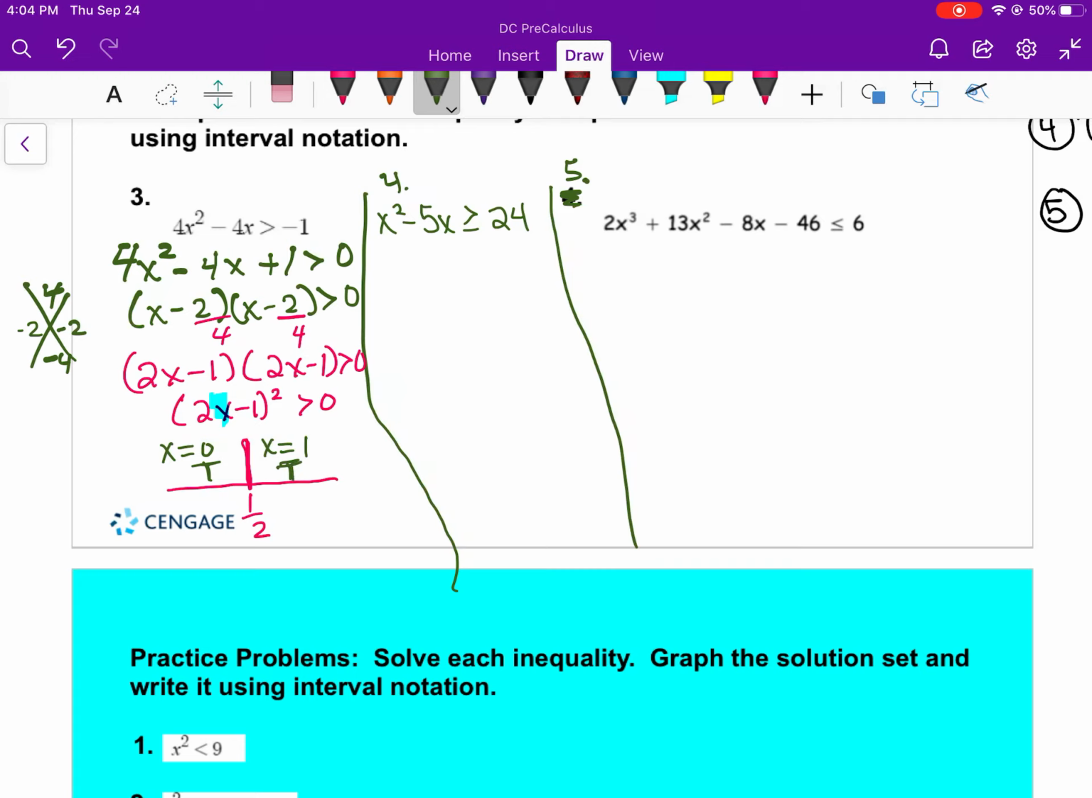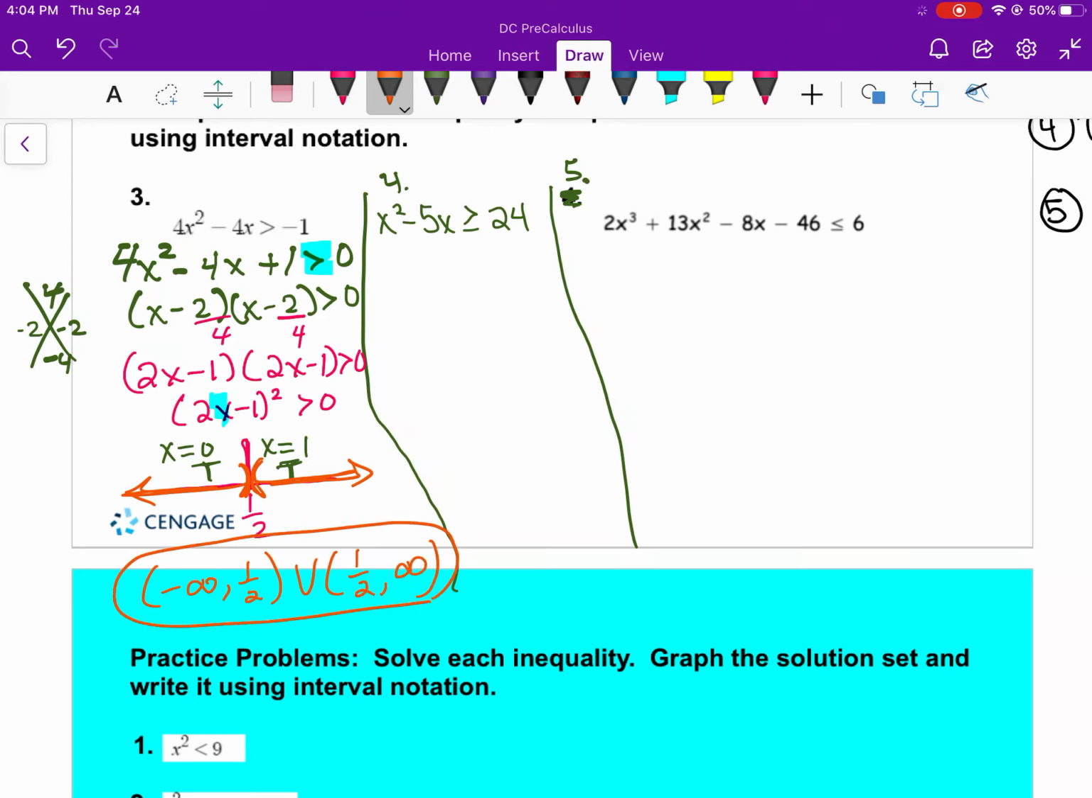But because it's just greater than and not equal to, I'm going to have to put parentheses on both sides. In other words, I'm going to avoid 1/2. And the reason why we're avoiding 1/2 is because if you take 1/2 and you actually plug it in for x right here, you're going to get 0, and 0 is not greater than itself.